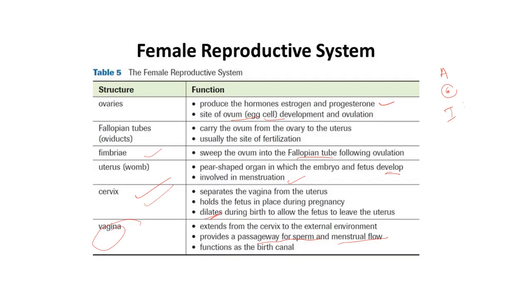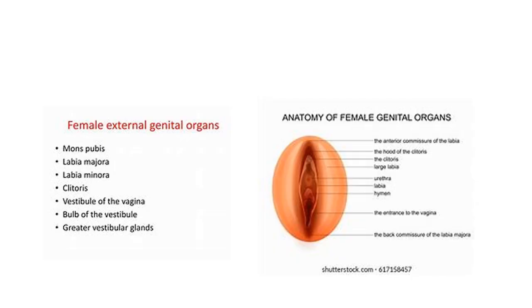Now comes the external genitalia. This external genitalia includes certain organs, that is the mons pubis, then labia majora, labia minora, clitoris, vestibule of vagina, bulb of vestibules, and greater vestibular gland. Now this is the vagina structure.